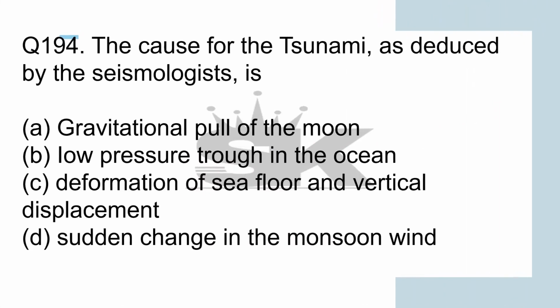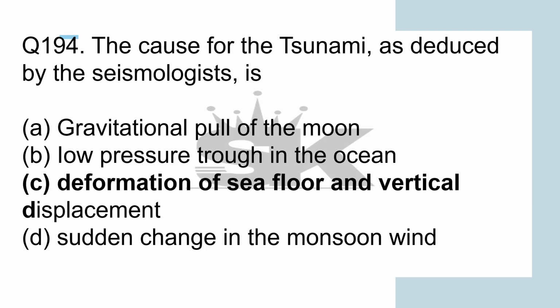The cause for the tsunami as deduced by the seismologists is deformation of the sea floor and vertical displacement. Tsunamis are waves caused by sudden movement of the ocean surface due to earthquakes, landslides on the seafloor, land slumping into the ocean, large volcanic eruptions, or meteorite impact in the oceans. So the answer is deformation of seafloor and vertical displacements.